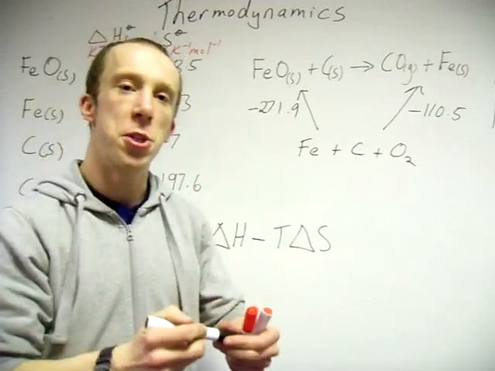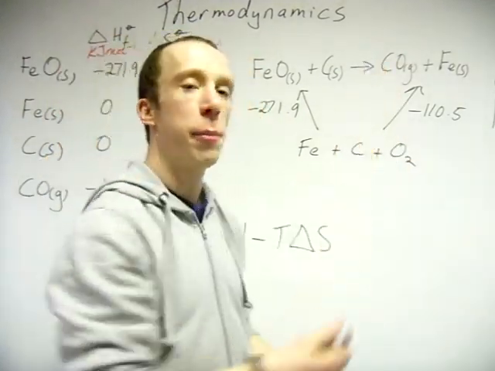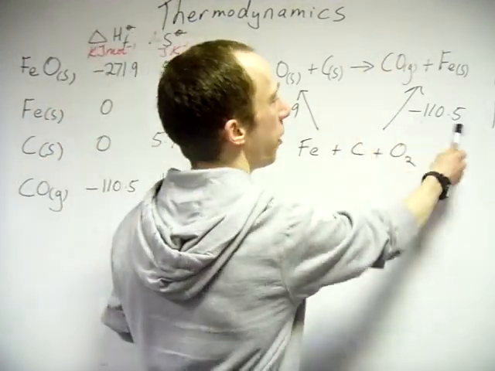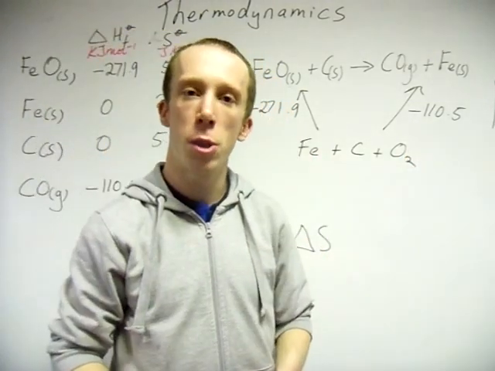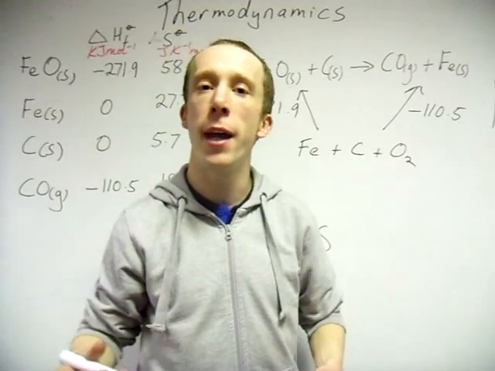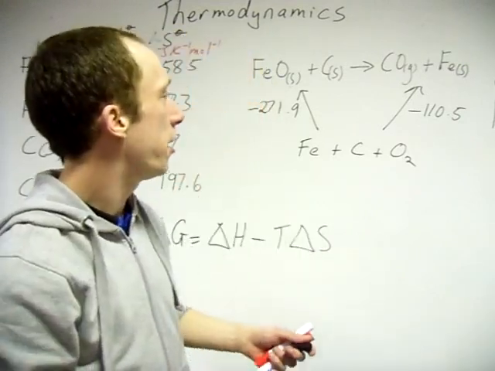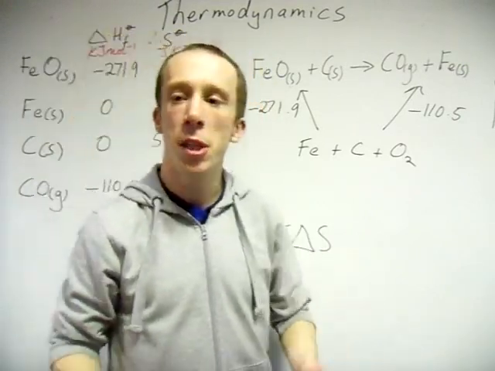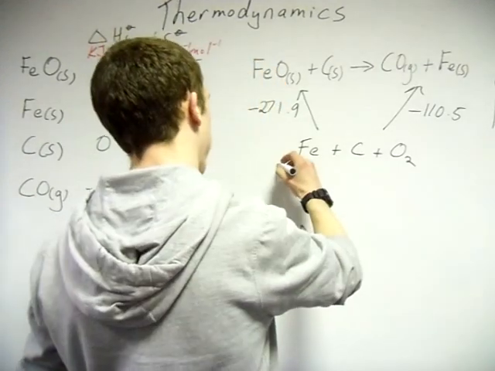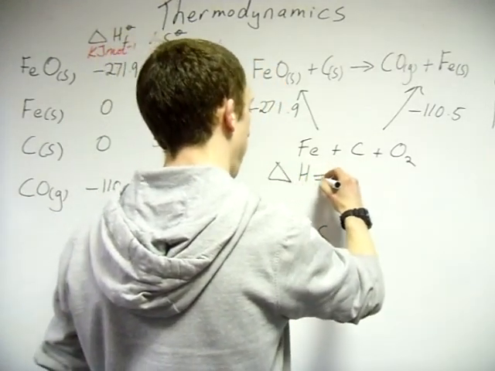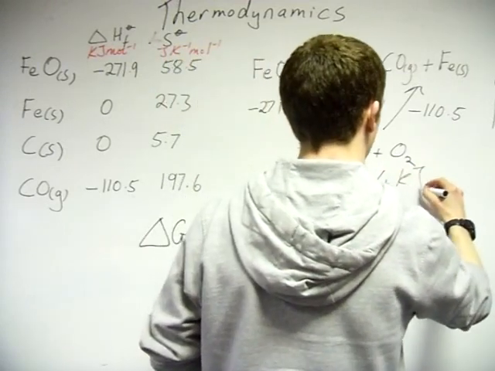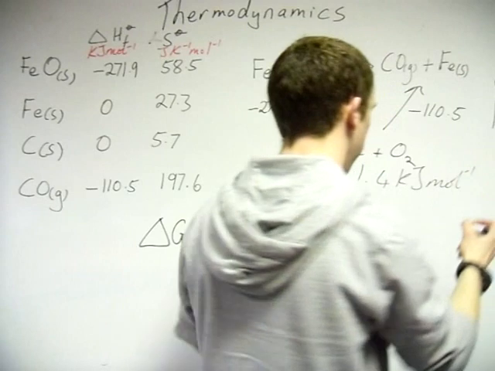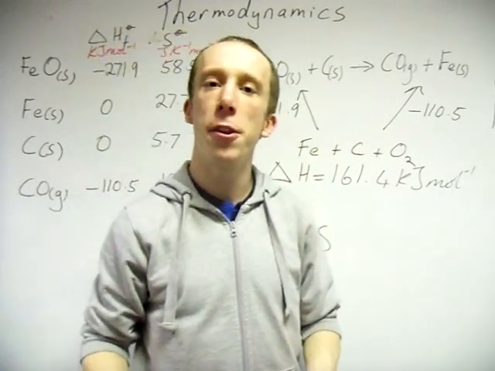So there's the numbers. If I want to find out the enthalpy change here, all I'm going to do is minus 110.5, take away minus 271.9. So that comes out as 161.4. So there's my enthalpy change.